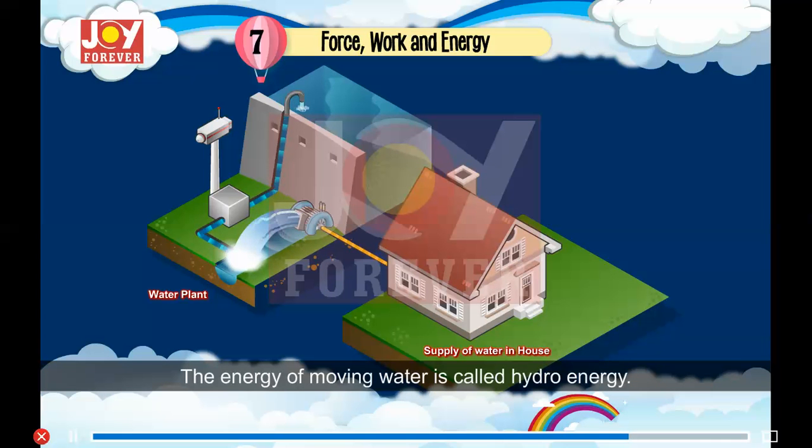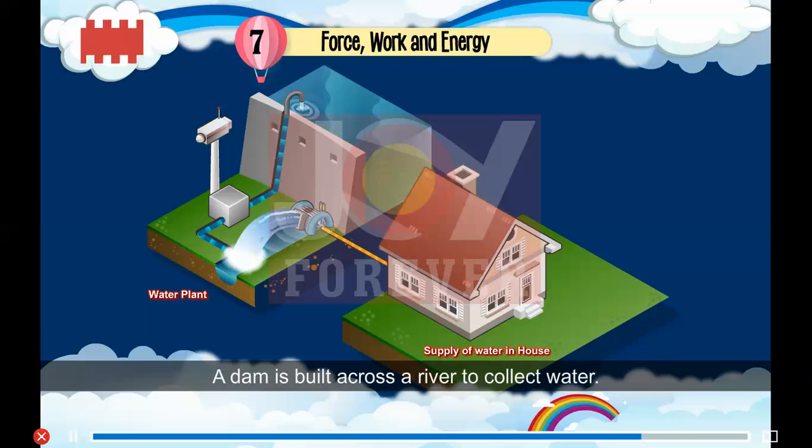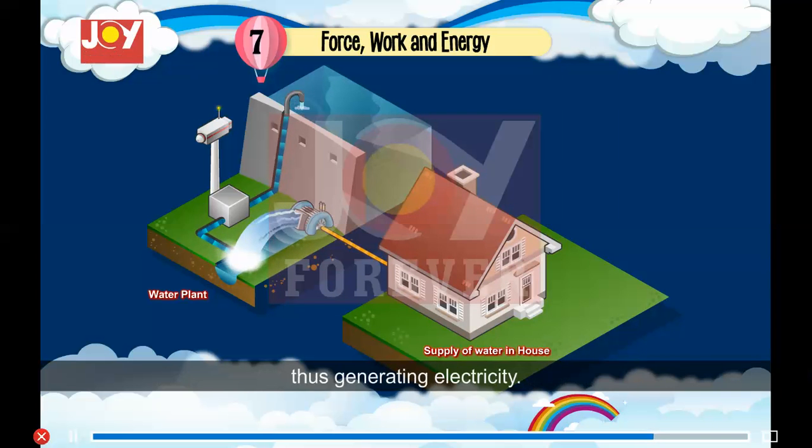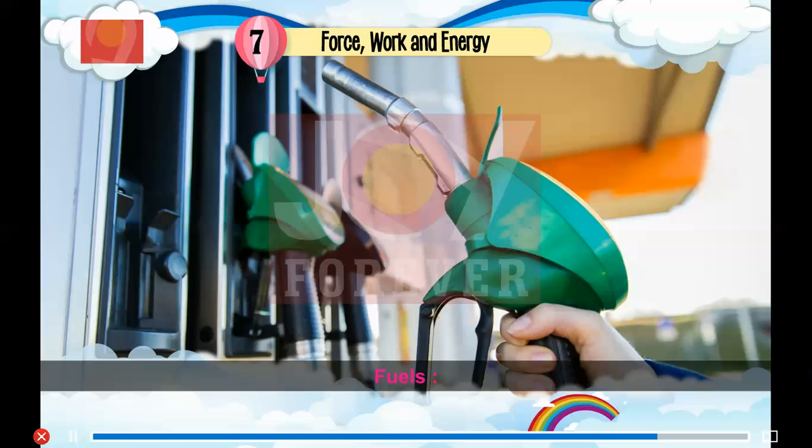Water. The energy of moving water is called hydroenergy. Hydroenergy is used to generate electricity. A dam is built across a river to collect water. This water is allowed to fall from a height to turn turbines, thus generating electricity.